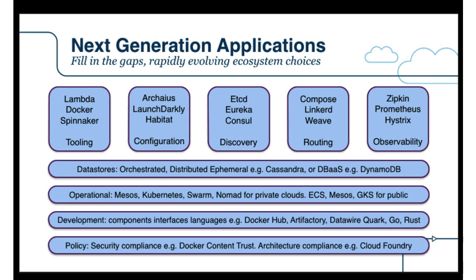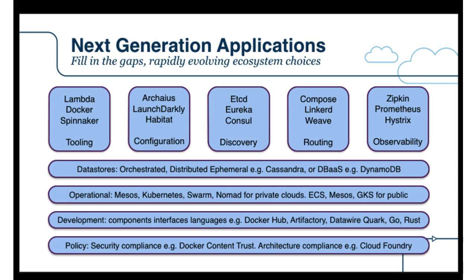So as it goes out, you're going to need to configure it. Let's say you want to change a timeout or turn on a feature, something like that. The Netflix project Archaius does that. It's an open source project. There's also a company called LaunchDarkly for dark launching features, that's offered as a service.